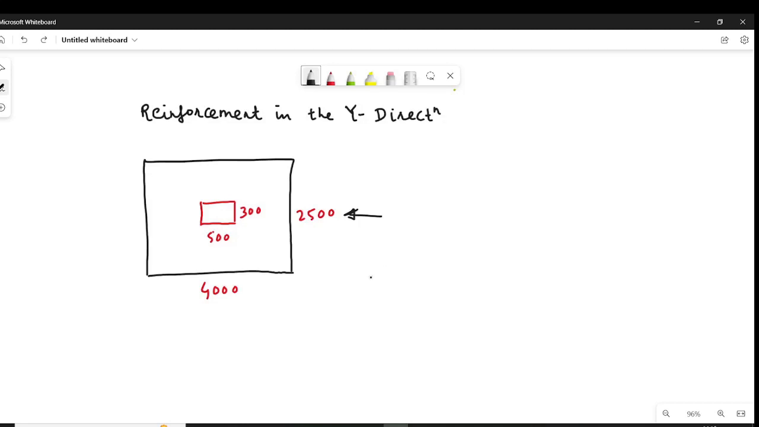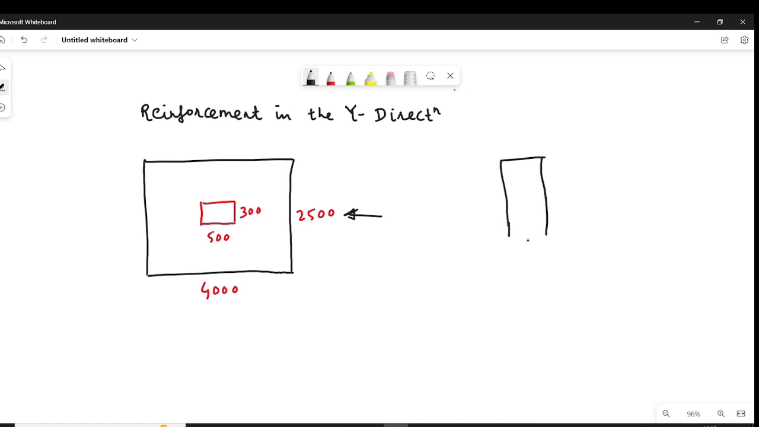Reinforcement in the y direction. To determine reinforcement in the y direction, first we have to find the bending moment in the y direction. So we have to draw the section of the column and the footing, which can be looked at from either side, from the left side or from the right side.